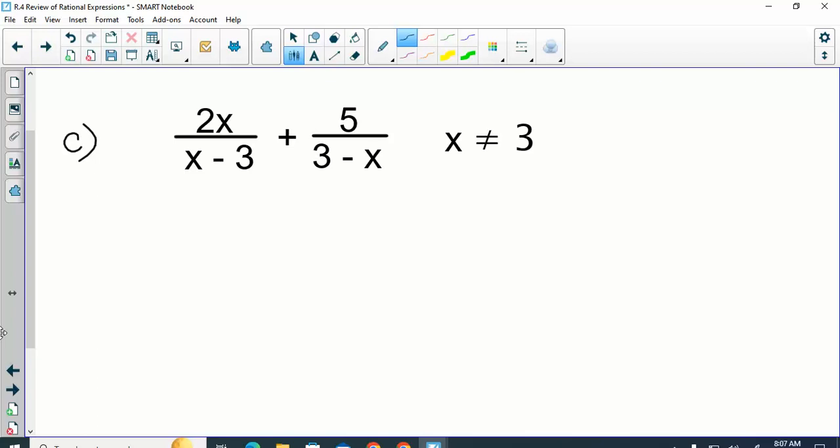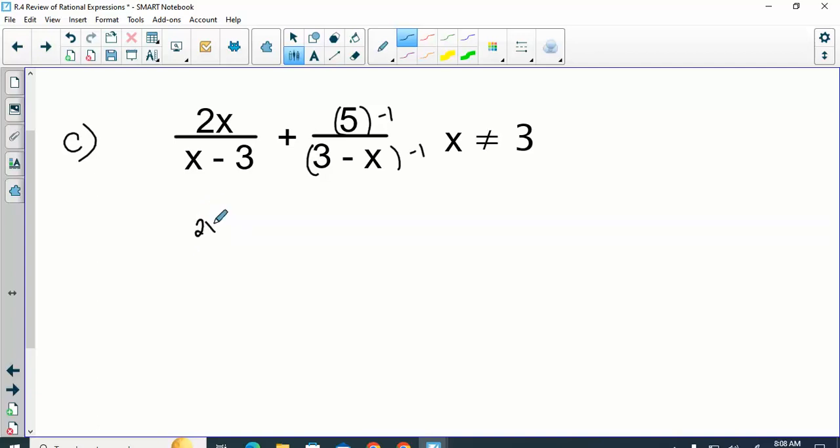Alright, are these denominators the same? No. What's the difference? Just a negative, isn't it? So we can change either one of them just by multiplying by a negative 1. So let's say I want to change this one. So I'm going to multiply top and bottom by negative 1. Because you can't change the problem, so whatever you do on the bottom, you have to do on the top.